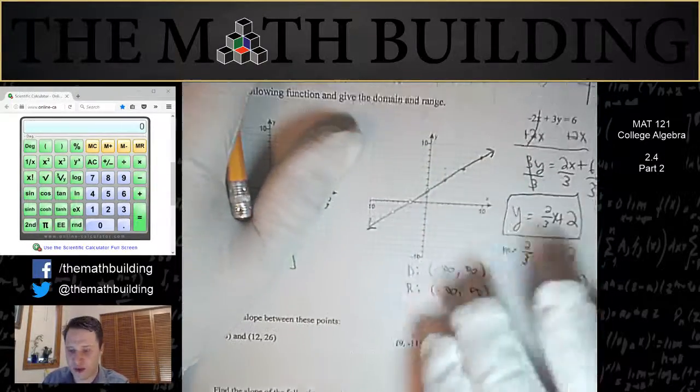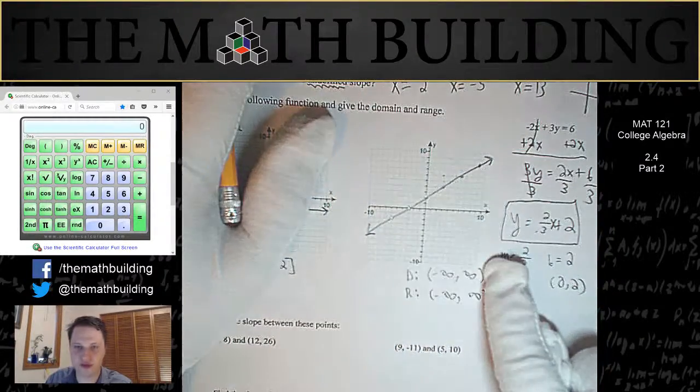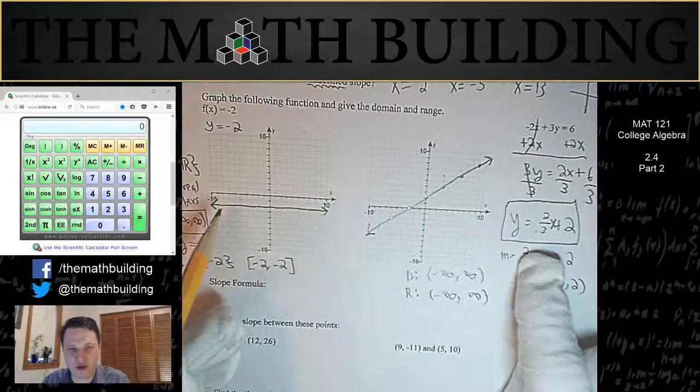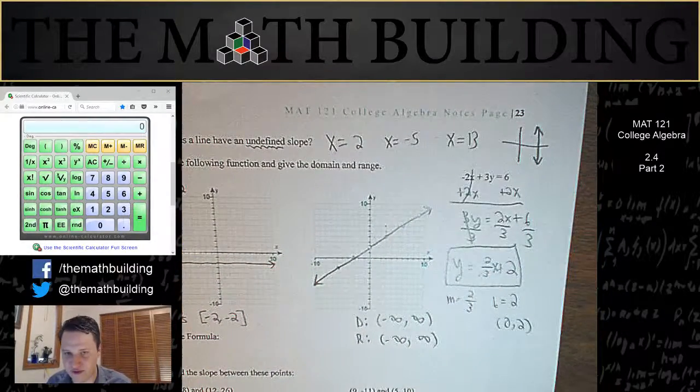Remember that if the graph is going up like this, the slope is positive. If it's going down, the slope is negative. If the line is horizontal, the slope is 0. And if the line is vertical, the slope is undefined.